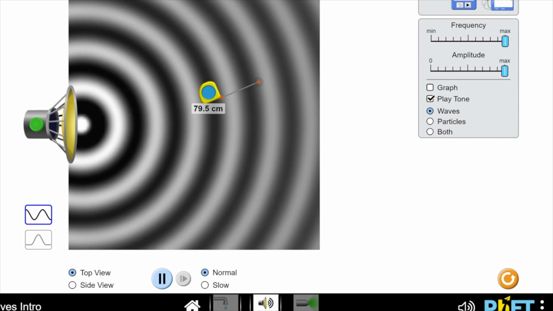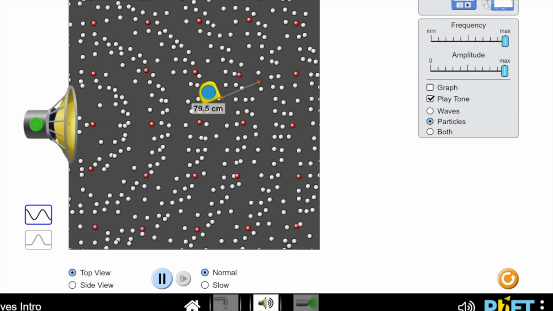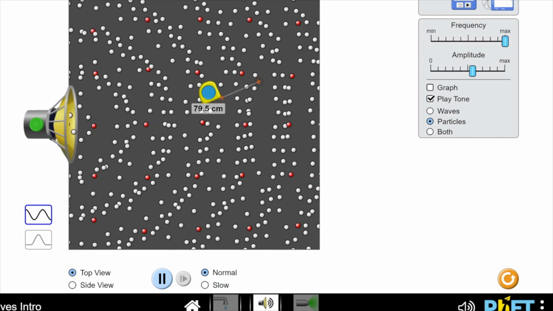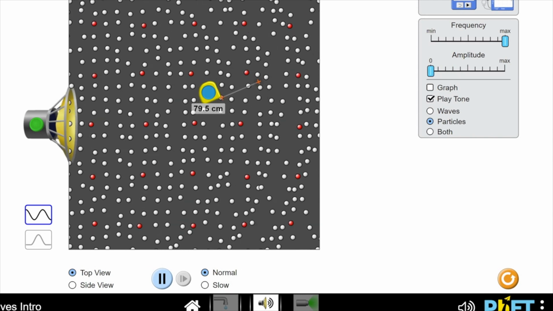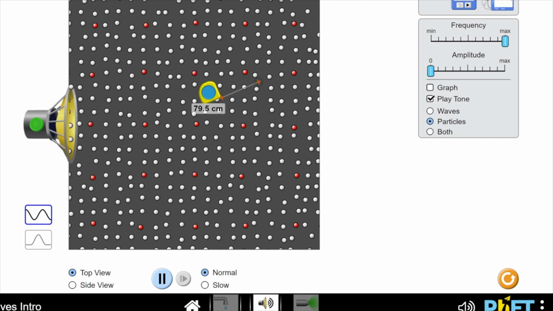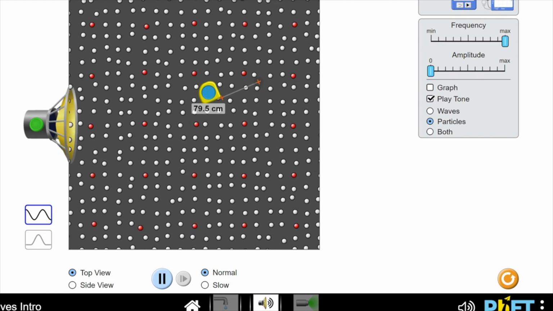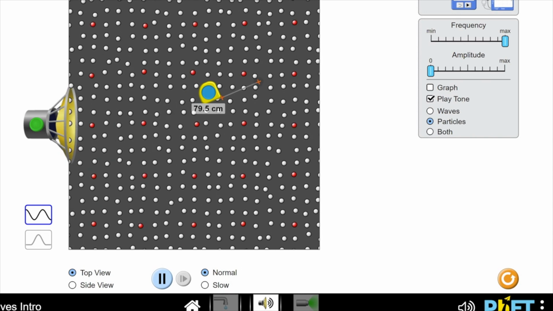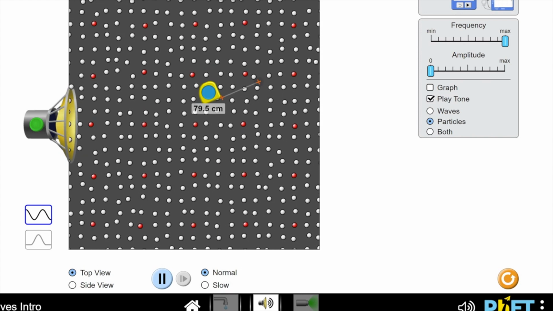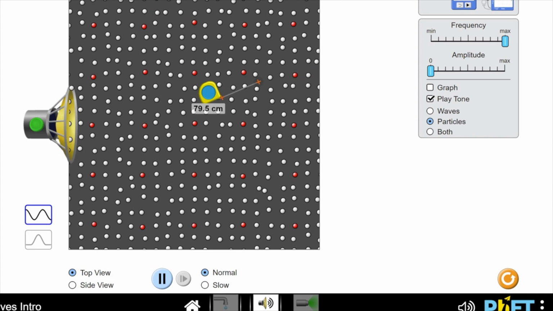You can probably see that better by looking at particles. If I reduce the amplitude, the particles in the air aren't going to move as much. In fact, now zero amplitude, the particles in the air are just vibrating very, very slightly, but there's no pattern.